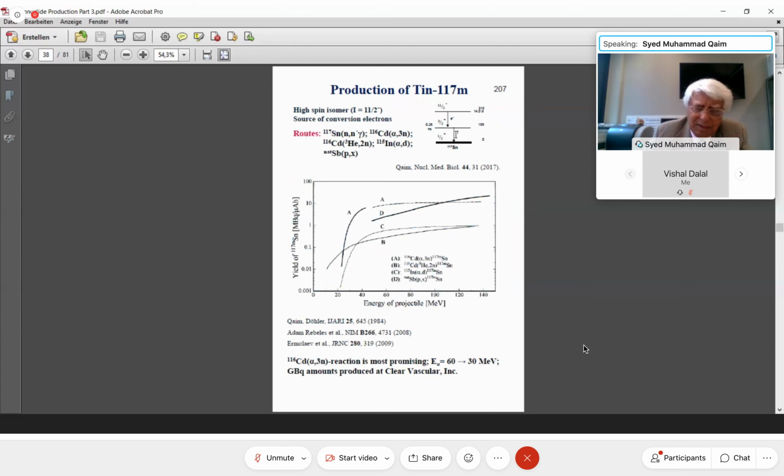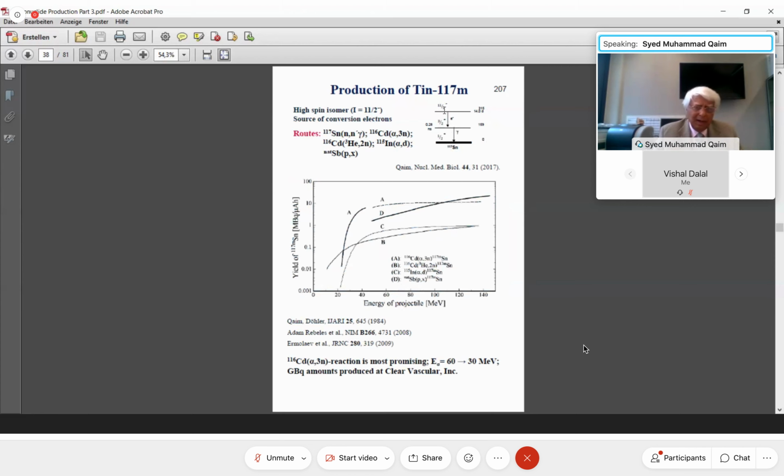The gamma 159 keV is ideally suited for SPECT, and the conversion electrons have low energy, so that is highly suited for low energy beta particle therapy. So if one can put tin 117m in a compound which goes directly into the tumor cell, then it can kill the tumor cell through these low energy conversion electrons, and the therapy can be done. So this is so-called Auger therapy.